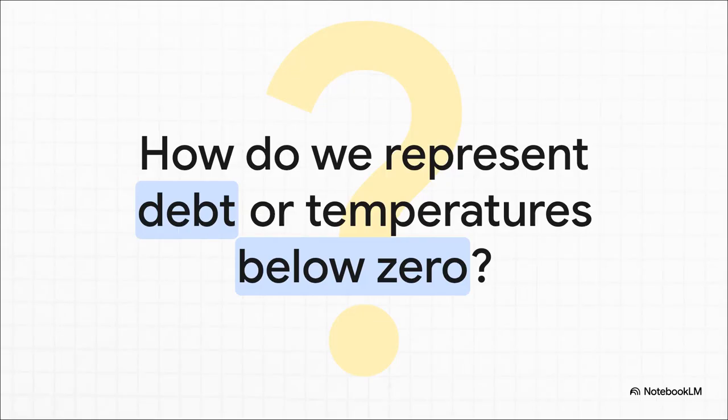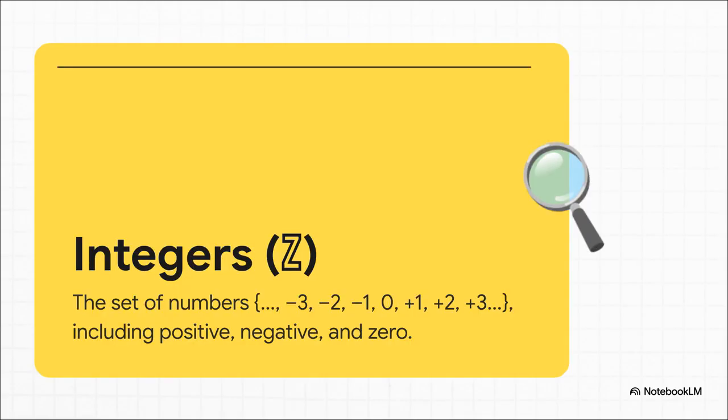Exactly. I mean, what if you have $5, but you owe someone 7? How do you write that down? Or how do you describe a temperature that's colder than nothing? The natural numbers just throw their hands up. They have no answer. They're a one-way street. So the brilliant solution was to invent the integers.